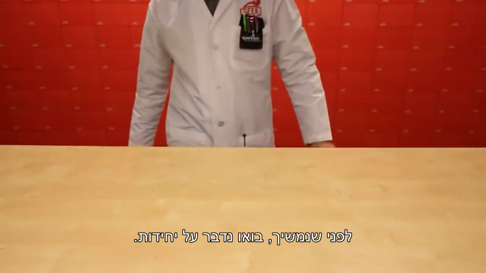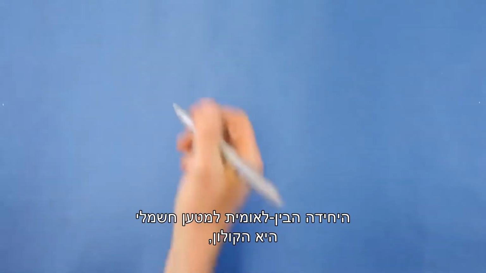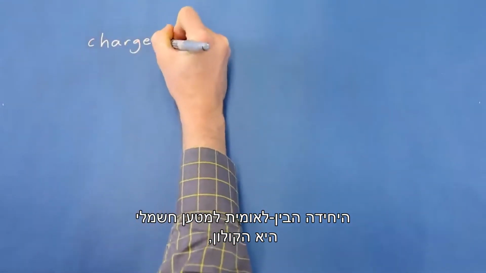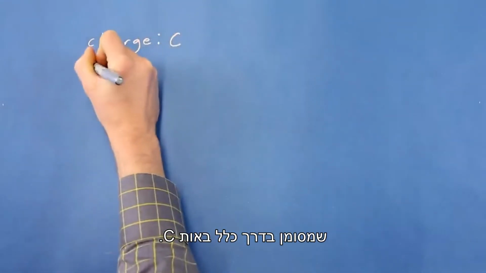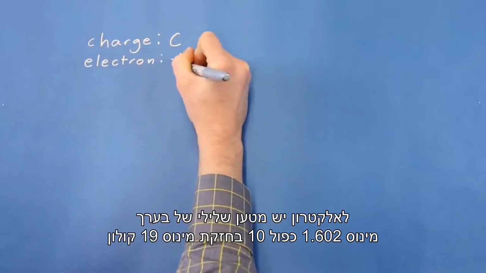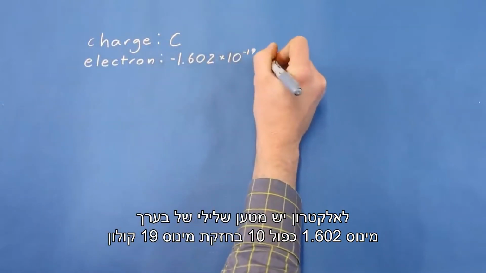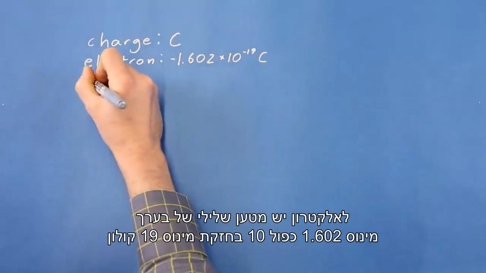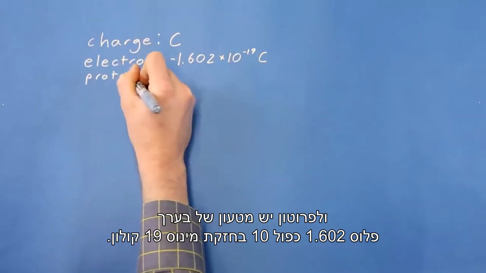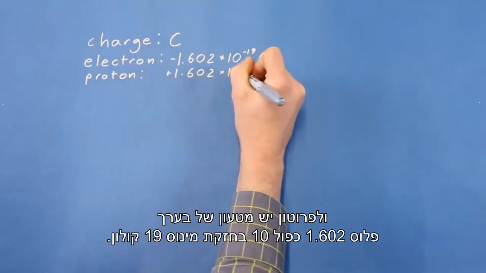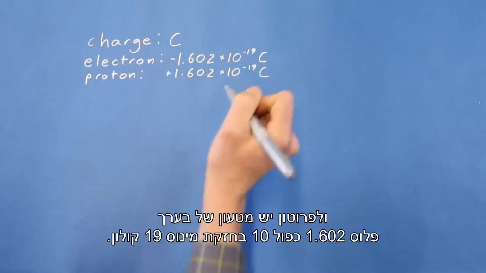Before we go any further, let's talk about units. The SI unit for electric charge is the coulomb, generally abbreviated with an uppercase C. An electron has a charge of about negative 1.602 times 10 to the negative 19th coulombs, and a proton has a charge of about positive 1.602 times 10 to the negative 19th coulombs.